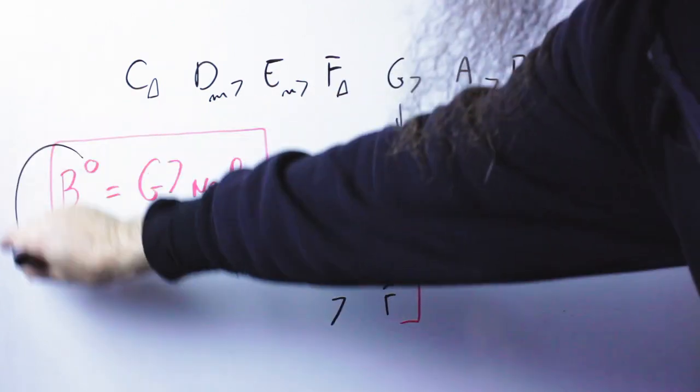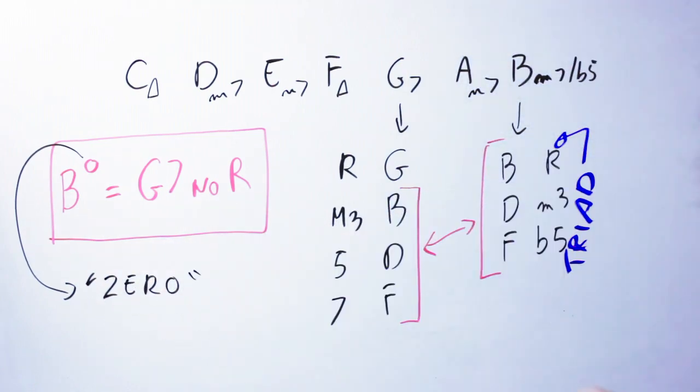This is not a little circle. This originally was a 0, and the 0 meant to indicate no root. And indeed, at the beginning, the diminished chord was conceptualized exactly as a dominant chord, just without the root.